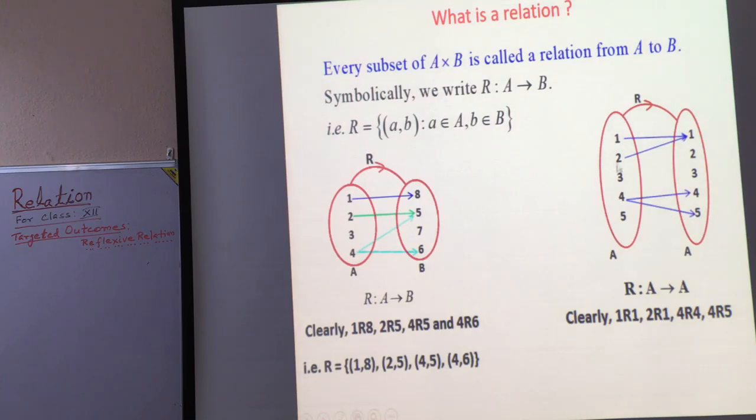If we write R in roster form, then R is the set of ordered pairs (1, 1), (2, 1), (4, 4), (4, 5). From this ordered pair, we mean that first element 1 is related with second element 1. The first element is from the first set, the second element is from the second set. In this case, when we define a relation on A, first set and second set both are equal.